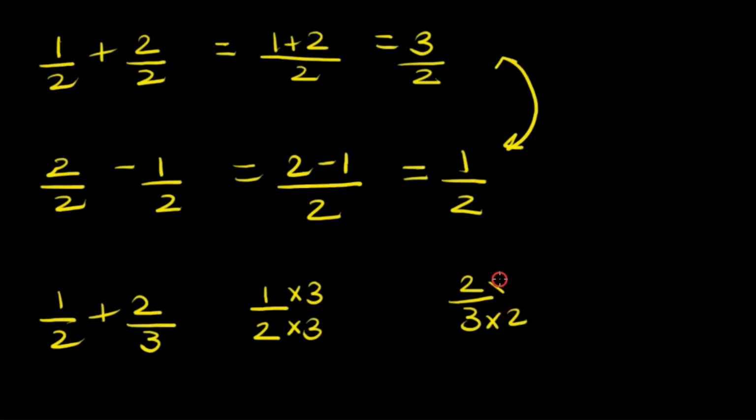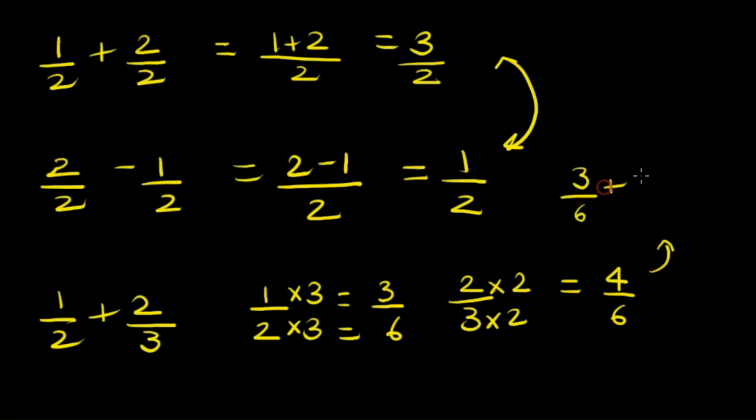I'll do the same with the numerators and I'll get 3 upon 6 over here, and over here I'll get 4 upon 6. So now I'll simply add these two. 3 upon 6 plus 4 upon 6 will be 7 upon 6. And this is my final answer.